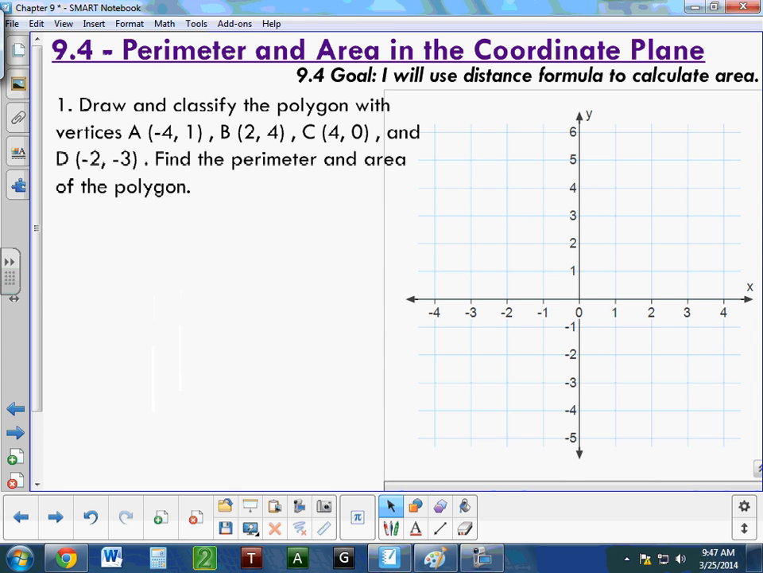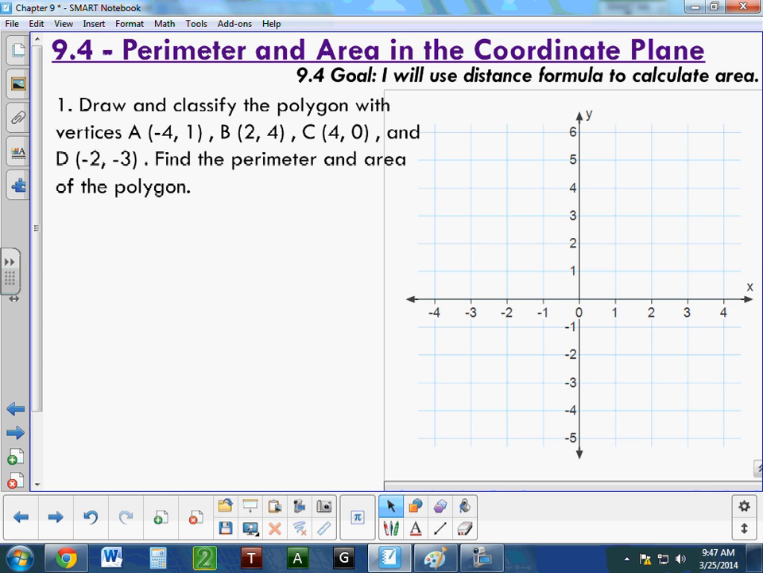Today we were working on 9.4, which is perimeter and area in the coordinate plane. By the end of this, I just want you to be able to use distance formula, slope, equations of lines, things like that to be able to actually find the area of a shape. Some of the shapes are going to be nice, easy rectangles. Some of the shapes are going to be a little bit more difficult.